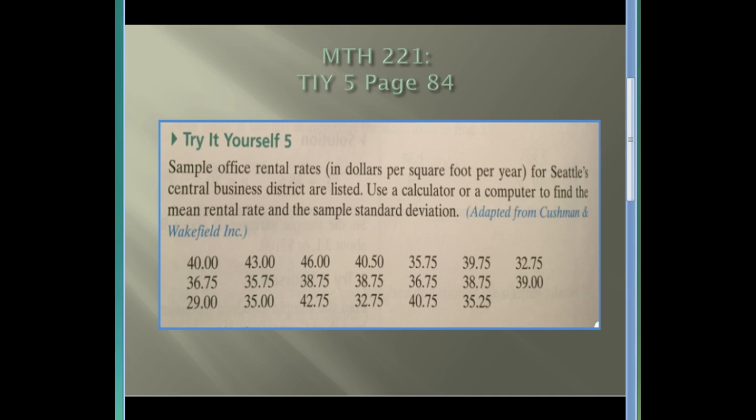So here we are at Try It Yourself number 5. Sample office rental rates for Seattle's Central Business District are listed. Using a calculator or a computer to find the mean rental rate and the sample standard deviation for all of these values will be much simpler than calculating these by hand. So let me show you how to enter these into Minitab and find the mean and the sample standard deviation.